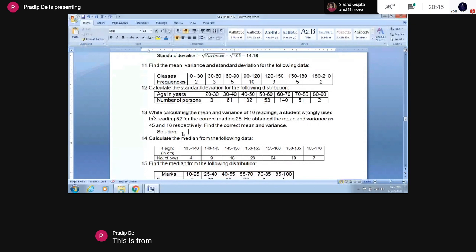This is from ML Agarwal. But tell me the result.